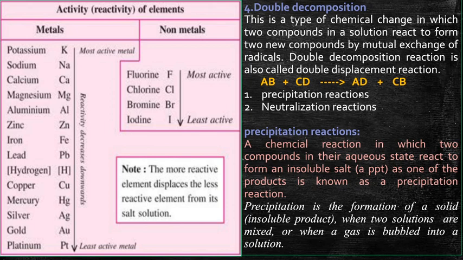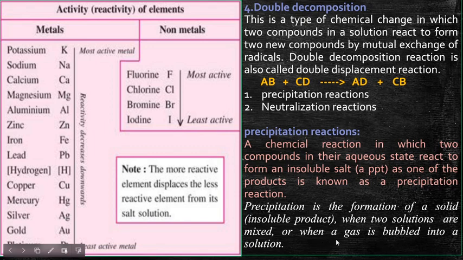Okay, and this double displacement reaction has two types. One is precipitation reaction, the other is neutralization reaction. What is a precipitation reaction? Any reaction that produces a precipitate is known as a precipitation reaction. But the actual definition is a chemical reaction in which two compounds in their aqueous state react to form an insoluble salt, that is a precipitate, as one of the products. Precipitation is the formation of a solid, an insoluble substance that settles at the bottom. It can be colored or colorless.